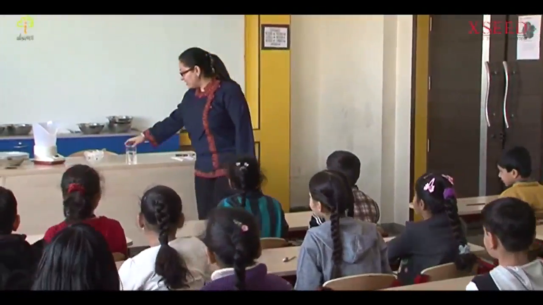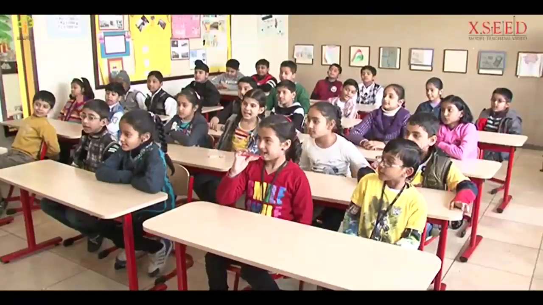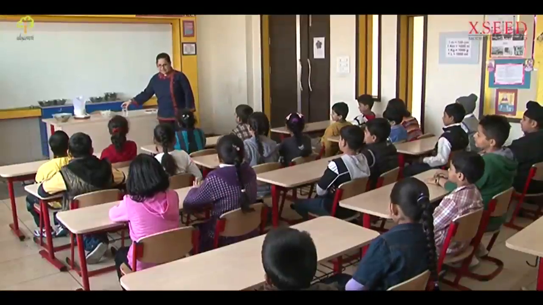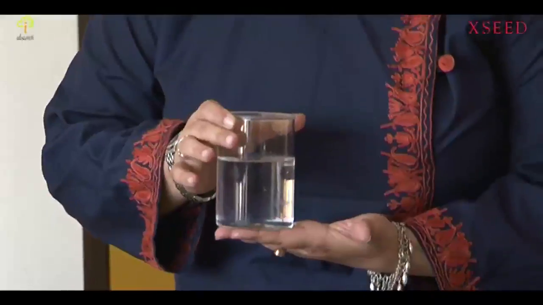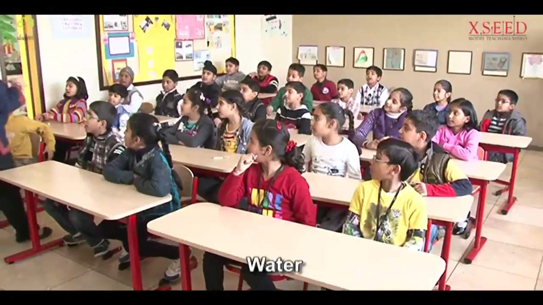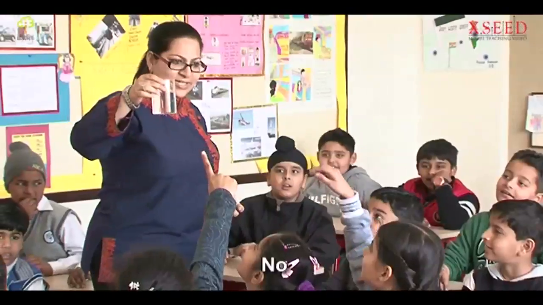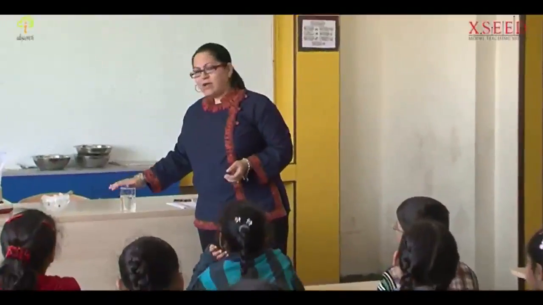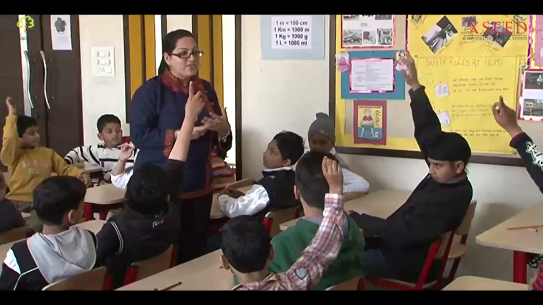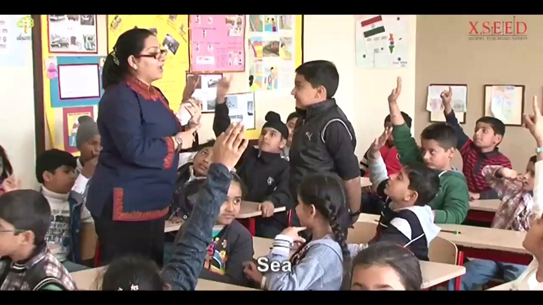So can you see these three things here? Yes, ma'am. Let's begin with this. What is there in this glass? Water. Does it have any color? No. So tell me, where do you find water around you? River. So rivers. Lake. Lake, okay.